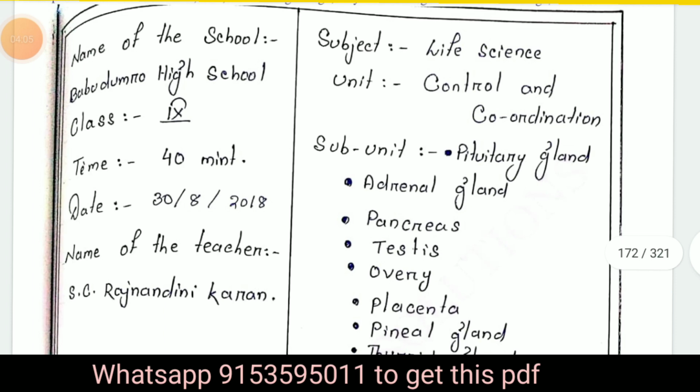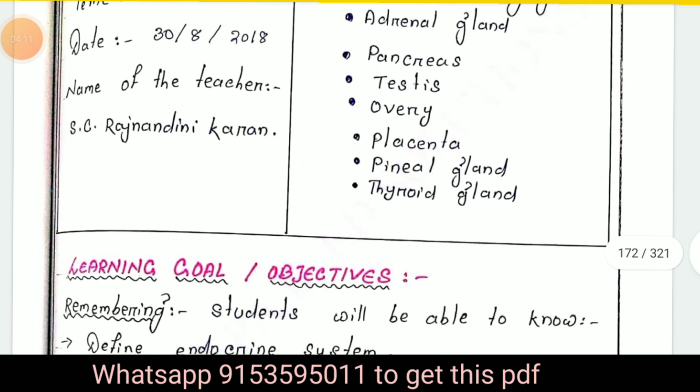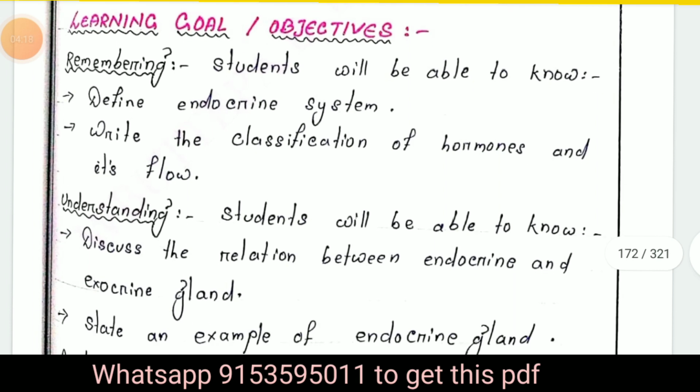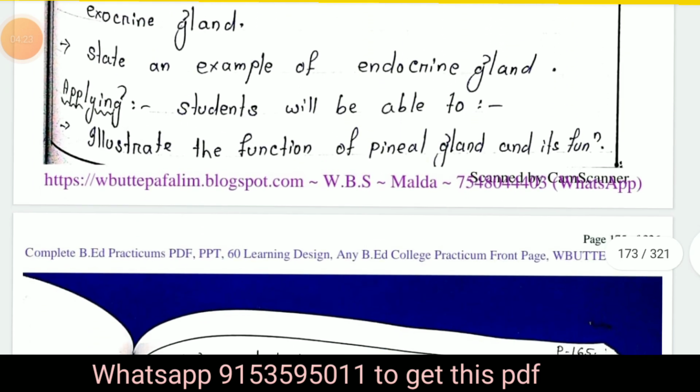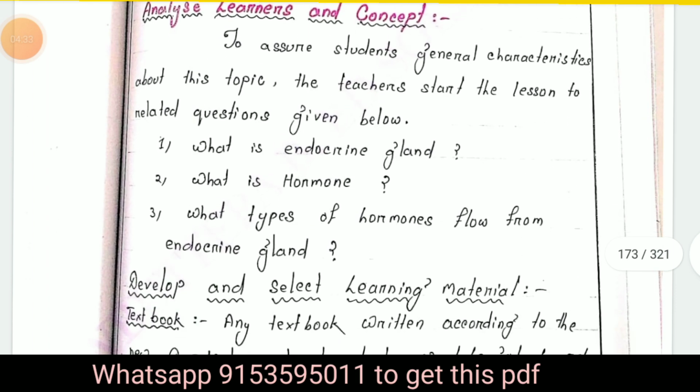Next, learning design. Today's subunit is pituitary gland. Learning goal or objective: remembering, understanding, applying, evaluating, creating. Analyze learners and concept. To assess students' general characteristics about this topic, some questions are given below.